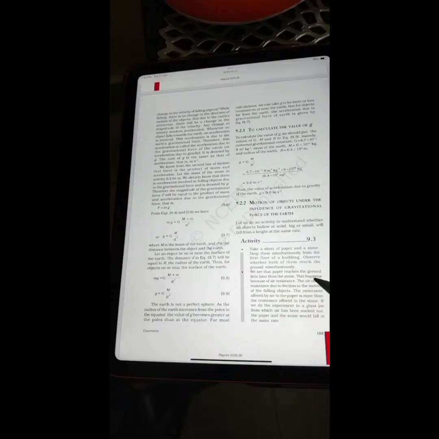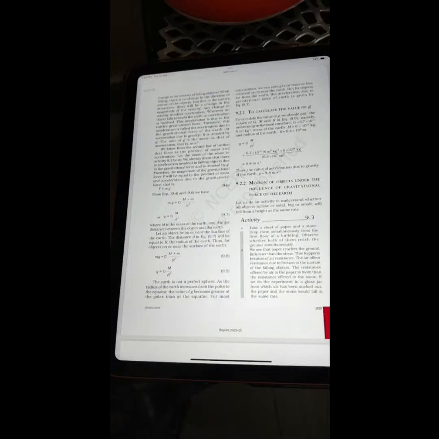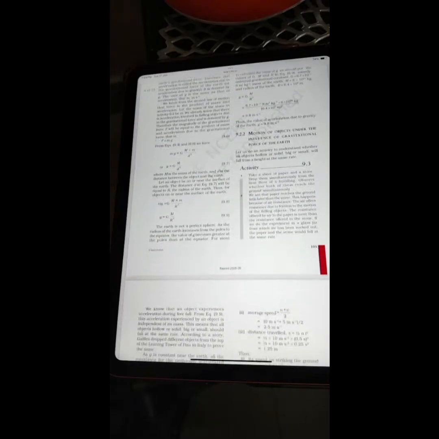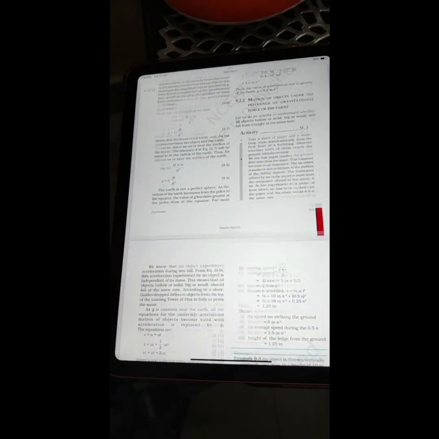We see that the paper reaches the ground a little later than the stone. This happens because of air resistance. The air offers resistance, due to friction, to the motion of the falling objects. The resistance offered by air to the paper is more than the resistance offered to the stone. If we do the experiment in a glass jar from which air has been sucked out, the paper and the stone will fall at the same rate.